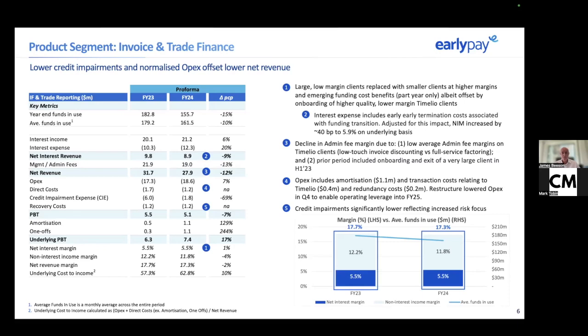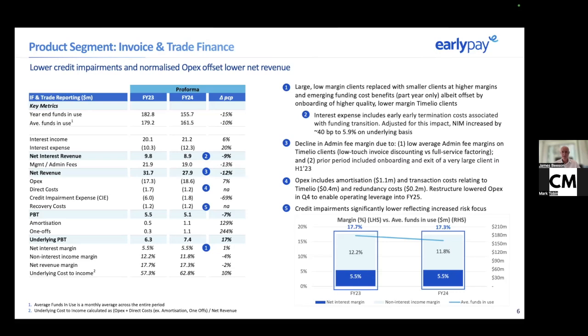And then the refinancing only came into effect at the end of the financial year. So when we get the full 12 months benefit of that, we expect the NIM on this segment to be heading back towards 6.5%. So with funds in use growth and also wider margins, it's going to support net revenue in 25.